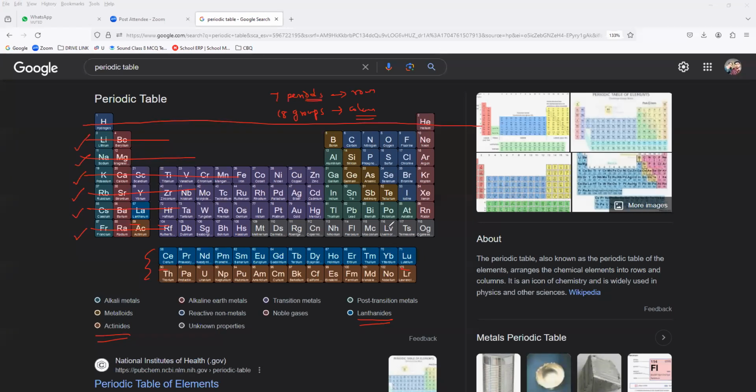In the same way, among non-metals, fluorine, chlorine, bromine, iodine, and astatine are the most reactive. After that, beryllium, magnesium, calcium, strontium, barium, and radium. If you keep moving like this, the reactivity will decrease slowly. Then after fluorine come oxygen, sulfur, selenium, and tellurium, which react less.